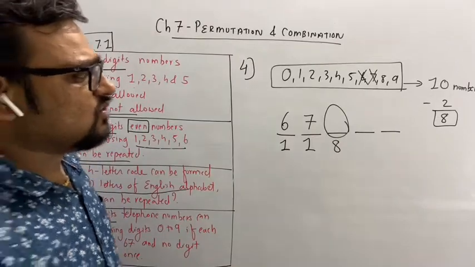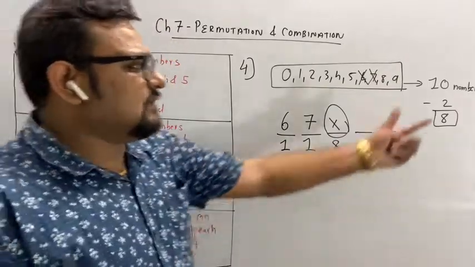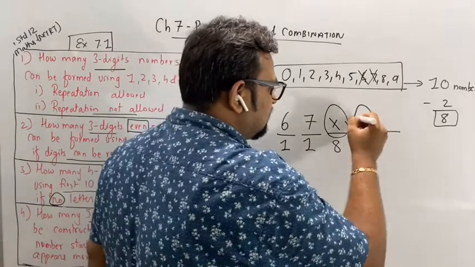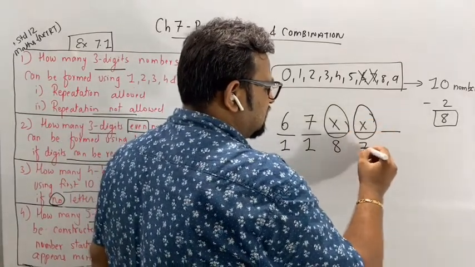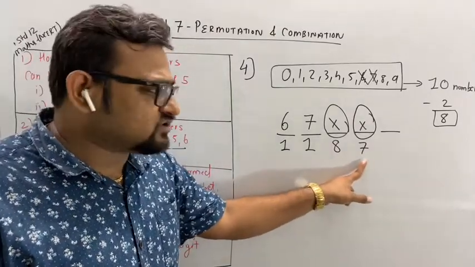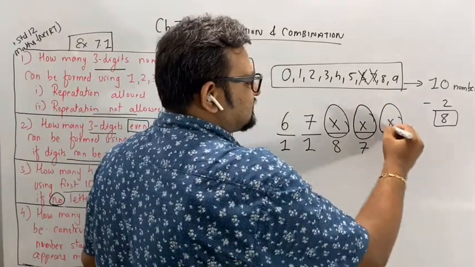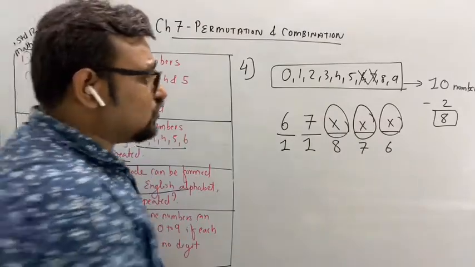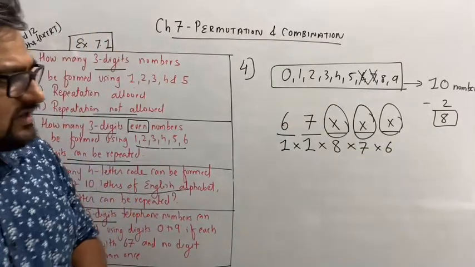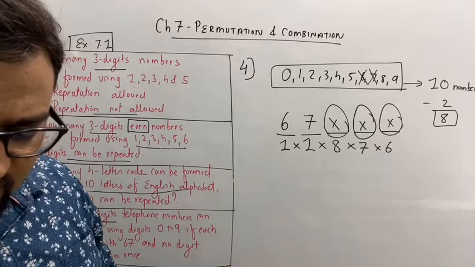So I am having 8 options. Clear? Now, I have filled one number from this. So remaining 10 minus 3 places are filled, 7. So I am having 7 options here. Now 4 places are filled and I cannot use these 4 numbers again. So for this place I am having 6 options. So total how many telephone numbers can you form that begin with 67? 1 into 1 into 8 into 7 into 6.